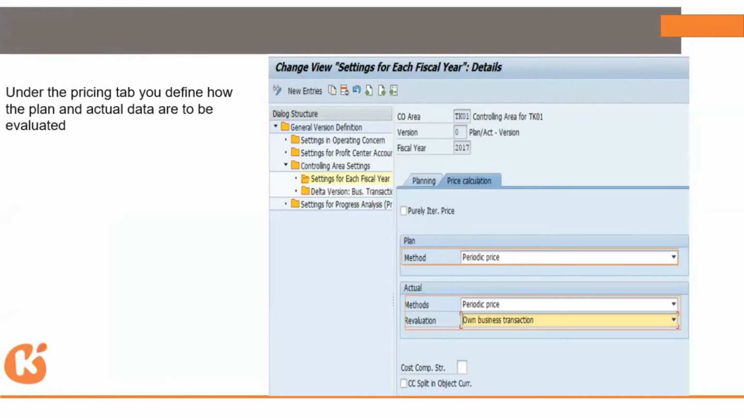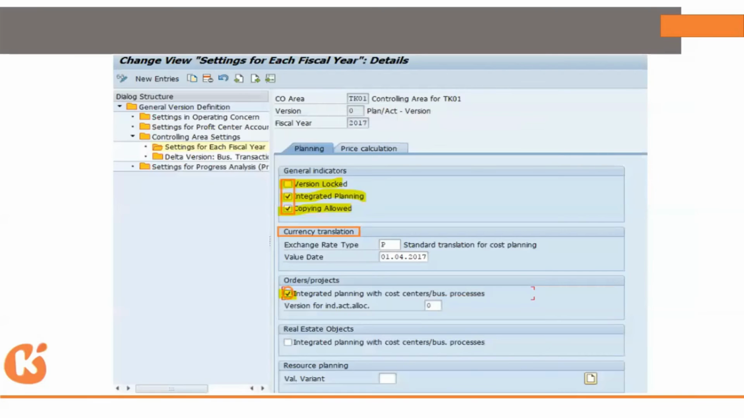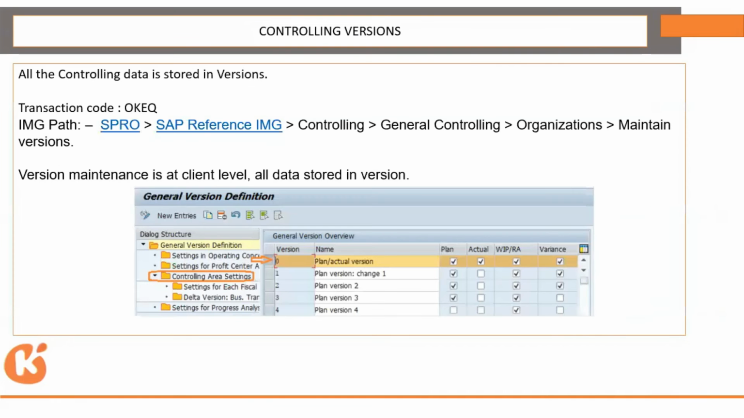Now, to calculate the price, you have another tab, price calculation. In the price calculation, we define how plan and actual data are to be evaluated: either with a periodic price or with the average price. So we have the opportunity to set these two price evaluation methods here. We generally set it as periodic price for the plan as well as the actual methods. And we only have these two, plan and actual, for price calculations. So this is about the configurations that we are doing for controlling.